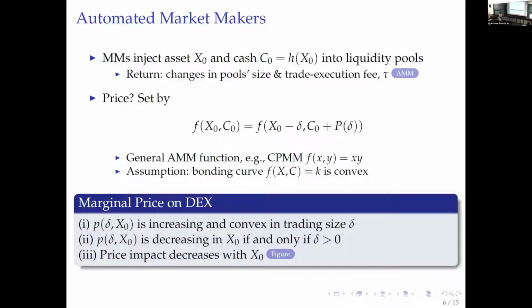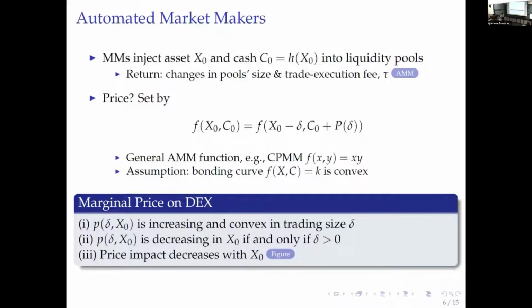And by playing with this kind of function, we can find that the marginal price trading cost on a decentralized exchange is an increasing function and also a convex function of the trading size, delta. And also, this is a decreasing function of the size of the liquidity pool, if and only if you are buying the asset. When you're selling, the price is going to be an increasing function of the H0.